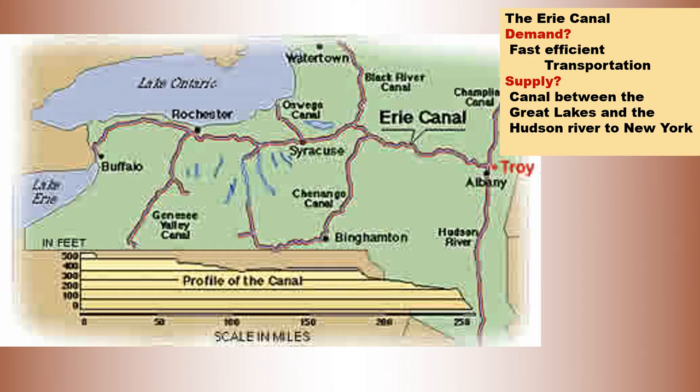But our first example of this is the Erie Canal. Now, this is all an economic argument, so I'm going to use a lot of economic language here. Our demand is for fast, efficient transportation. Let me draw your attention to the map. Now, as you can imagine, off the map to the left are the other Great Lakes. Lake Michigan, Lake Huron, Lake Superior, they're off there to the left.